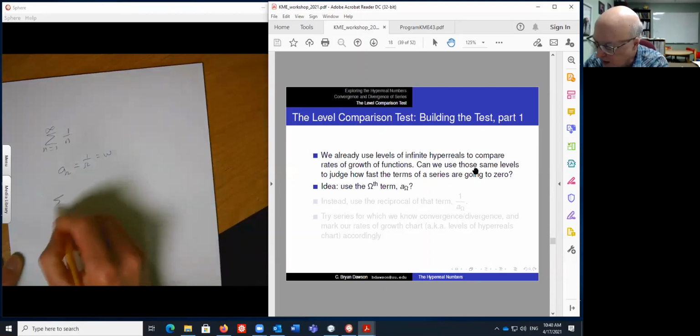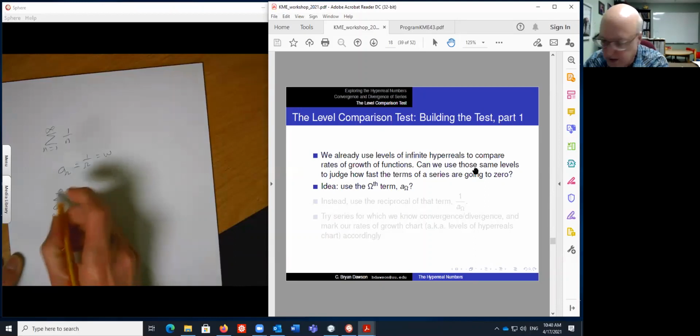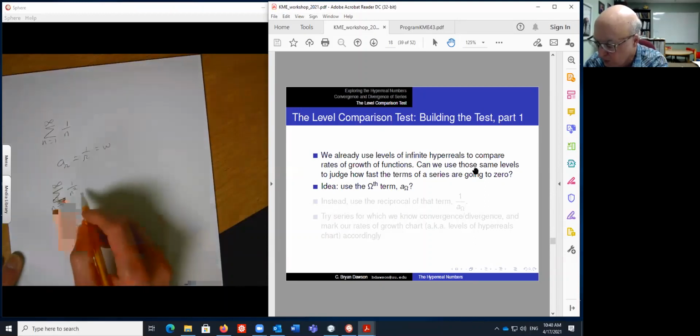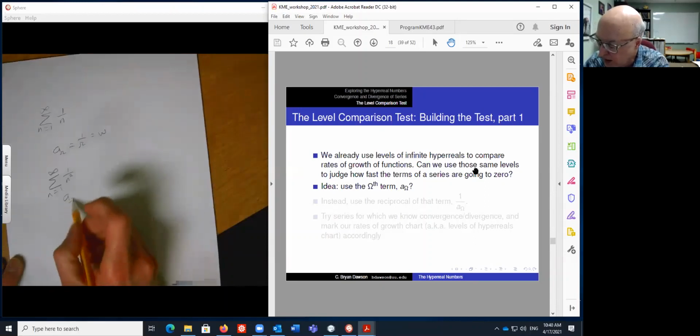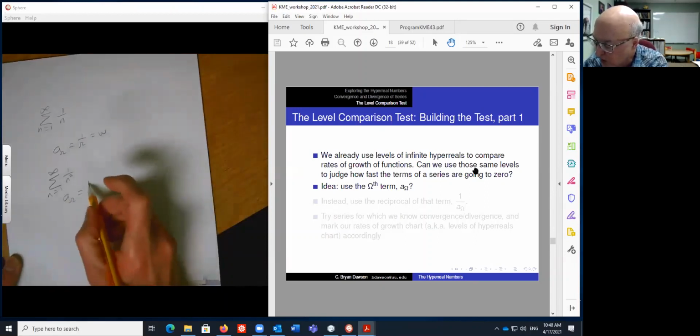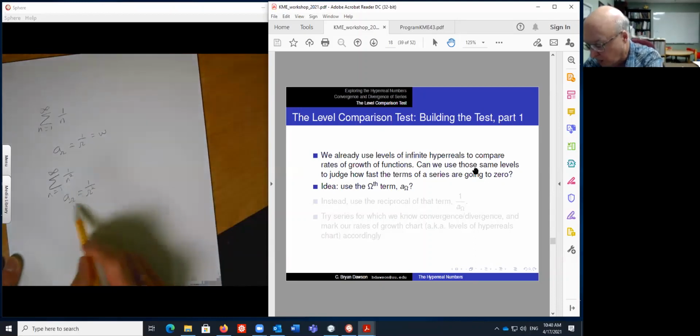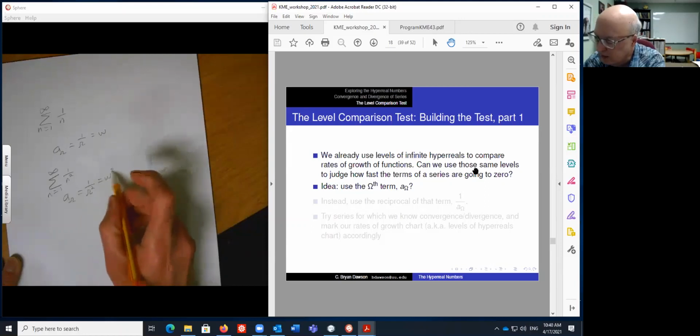Or if you're looking at the sum as n goes from 1 to infinity of 1 over n squared, which we know converges, you would have a sub omega is 1 over capital omega squared. So, a term with infinite index, so infinitely far out in your sequence. And that would be 1 over little omega squared.